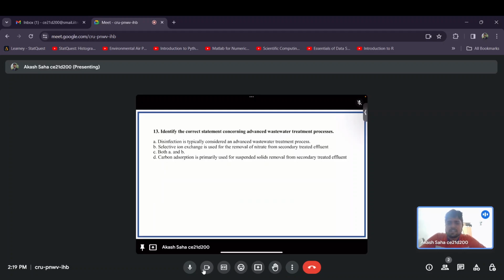Our next problem says identify the correct statement concerning advanced wastewater treatment process. Okay, so the statements are: A, disinfection is typically considered an advanced wastewater treatment process. B, selective ion exchange is used for removal of nitrate from secondary treated effluent. C is both A and B. The D statement says carbon adsorption is primarily used for suspended solids removal from secondary treated effluent.